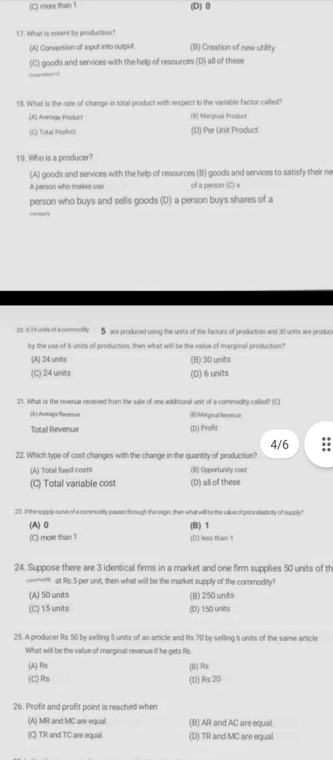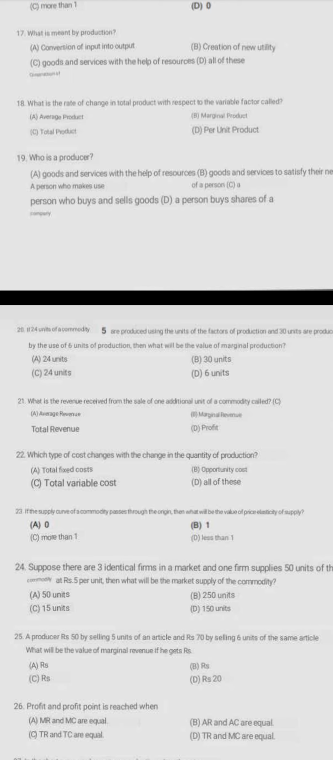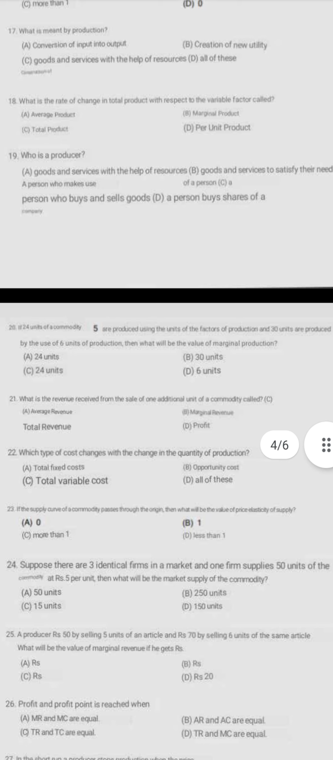19, who is a producer? A producer is one who produces goods and services with the help of resources. So option number A is correct. A person who makes goods and services with the help of resources.